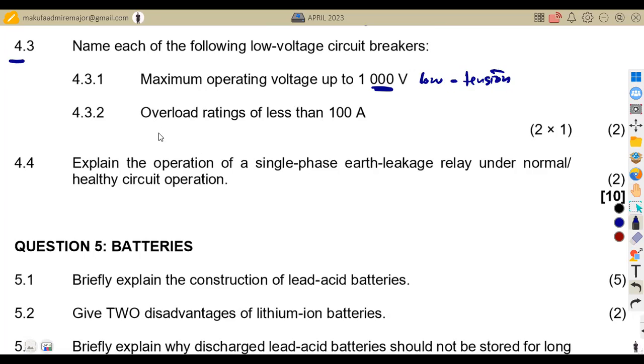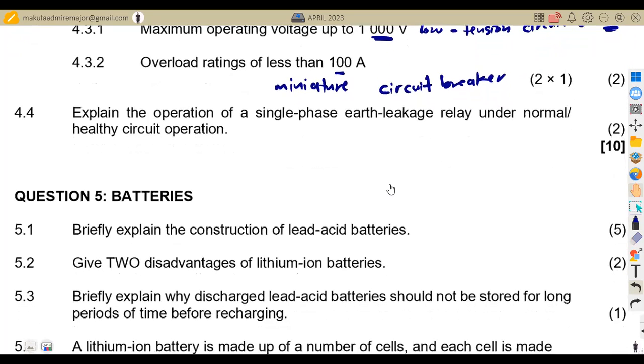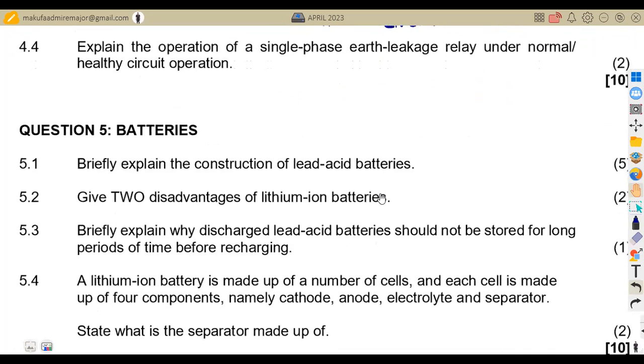Then for overload ratings of less than 100 amps, in this case we can use a miniature circuit breaker. So that is the idea here. We can use a miniature circuit breaker. This is the same part that we have here, a low tension circuit breaker in this case. All right, so these are some of the breakers that you might have. Like I said, guys, if you're dealing with theory, just try to revise as much as you can.